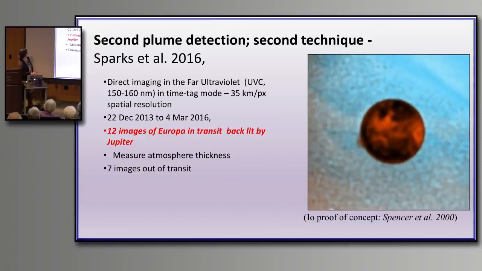So the second idea then was to do direct imaging in the far ultraviolet, around 150, 160 nanometers. This is a region that is, of course, not accessible from the ground. And we took images for almost 3 years, well, 2 years. And we had 12 images of Europa in transit. And what we were doing then was measuring the atmosphere, not necessarily looking for jets, but just changes in the thickness or the opacity of the atmosphere. And we also, just to double check, had images taken out of transit just in case it had something to do with being in front of Jupiter.